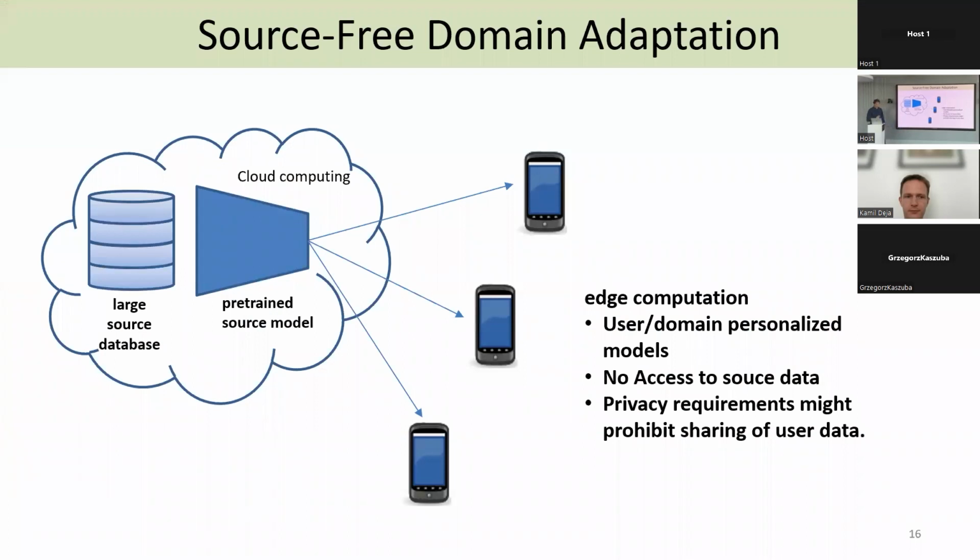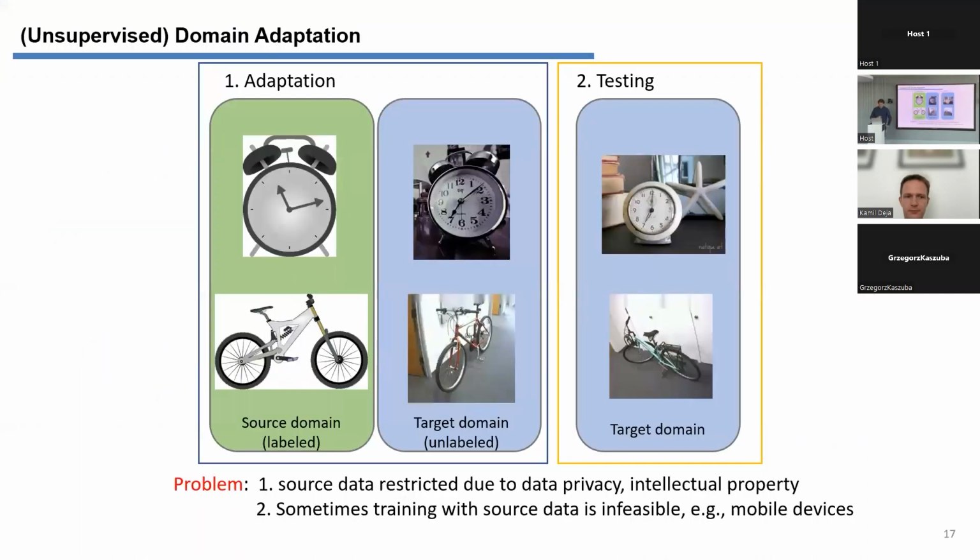So here could be an example setup. You have a large cloud model and you send the model to devices. On the devices, you don't have access to all the training data on the cloud. So you have to now adapt to the user data on the device only based on the target data.